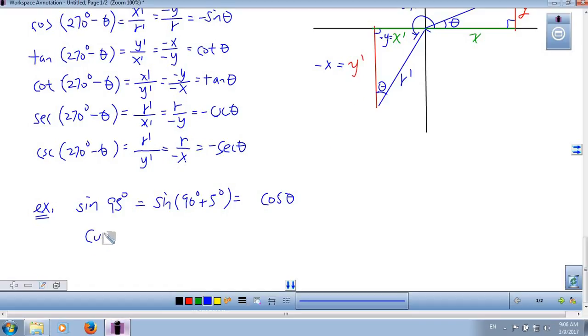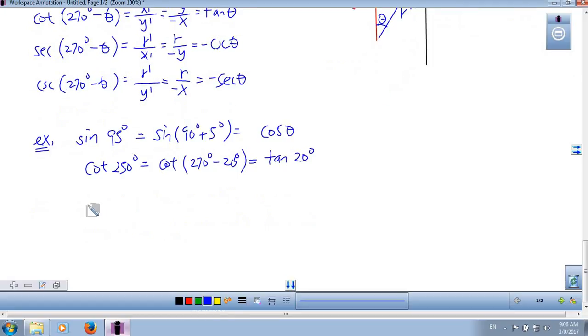If I do cotangent of 250 degrees, there are several ways I can do this. I can say this is 270 degrees minus 20 degrees. Is that true? Yep. So this will be a tangent of 20 degrees. What about cosecant of 300 degrees? Cosecant of 300 degrees is going to be equal to cosecant of 270 plus 30 degrees. So this will be a negative secant of 30 degrees, because this is 270 plus an angle.